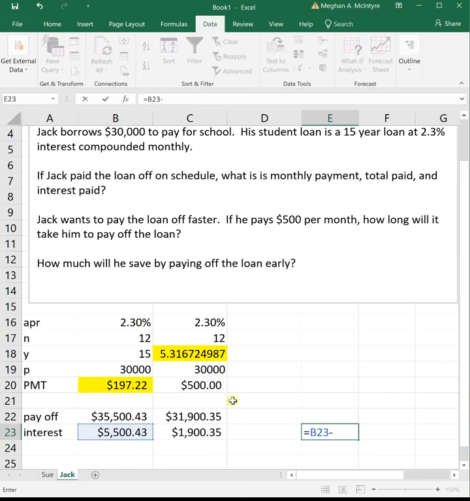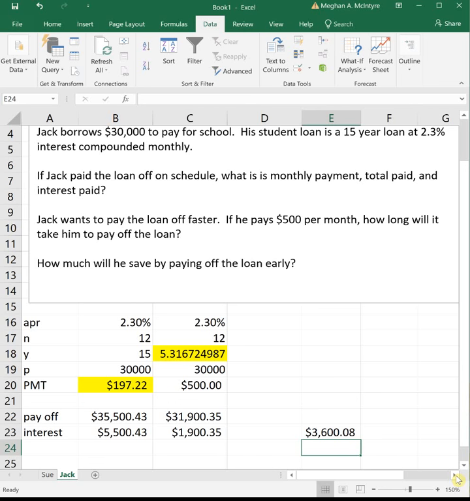So his savings by paying it off early is going to be what he would have paid in interest minus what he ended up paying in interest. So he's saving $3,600.08 by paying $500 a month. So you may think, yeah, wow, $500 a month, that's a lot, but it pays off this loan so much quicker, and it ends up saving him $3,600, which I think a lot of people would agree is a good chunk of change to save.